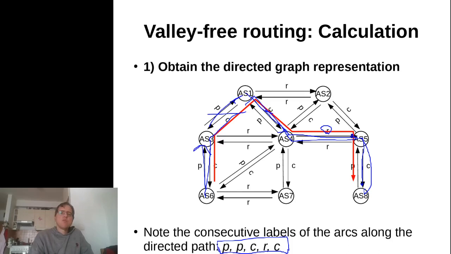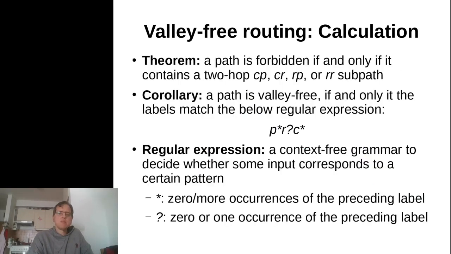So if we go back to the previous example, we see that P and P is allowed, P and C is allowed, but C and R is a forbidden pair. Okay, so this is exactly the second type of forbidden path.